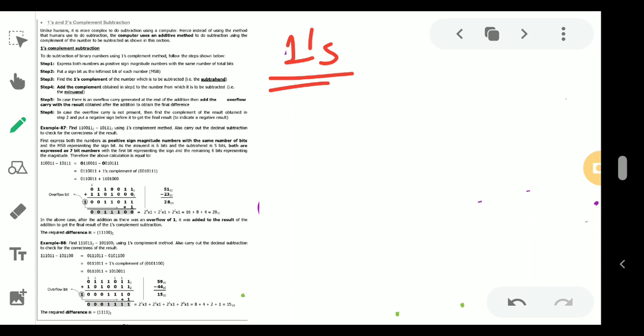So what are the rules first? Whatever numbers we get, we have to make both numbers positive in magnitude, and the total number of bits must be the same in both cases. I'm taking an example and explaining this step by step. We have to subtract 110011 base 2 and 10111.